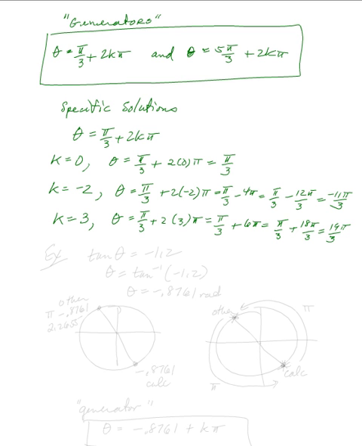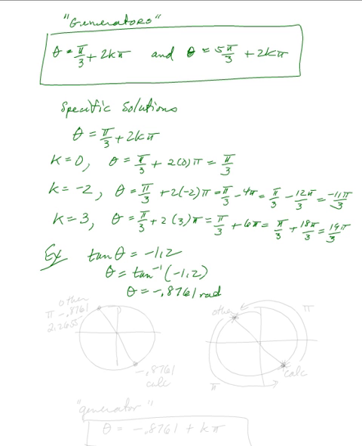Okay? Now let's take a look at another example. Suppose you're looking at tangent of theta equal to negative 1.2. Alright, so when you solve this and you say theta equals the inverse tan of negative 1.2, your calculator gives you negative 0.8761 radians.